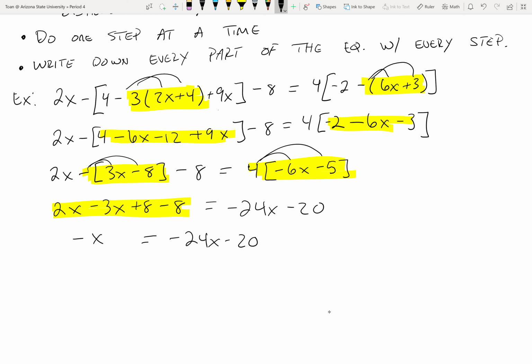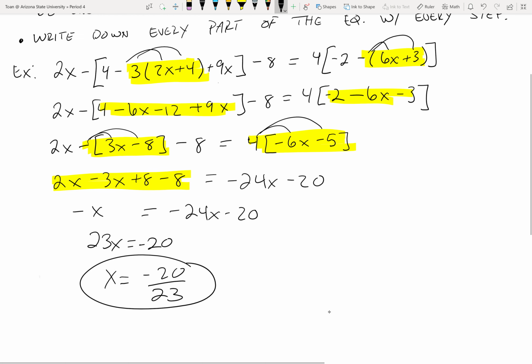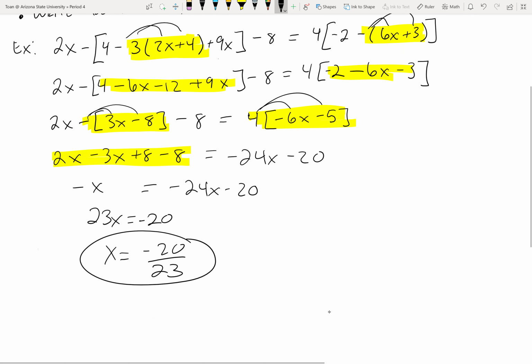And I just made this example up on the spot. I didn't know what the answer was from the get-go. But I was still able to solve it by taking it one step at a time. So let's quickly solve this. Add the 24x. Negative 20, and then divide out the 23. X equals negative 20 over 23. Right. So those are my hints for you. Just one step at a time and show your work to make solving equations easy.